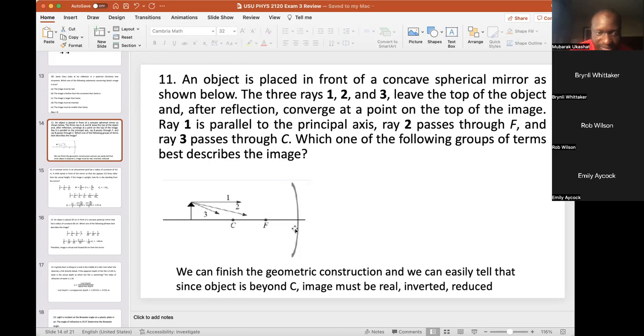So real image means it's in front of the mirror, inverted means it's upside down, and reduced means the image is smaller than the object height. Does that make sense?